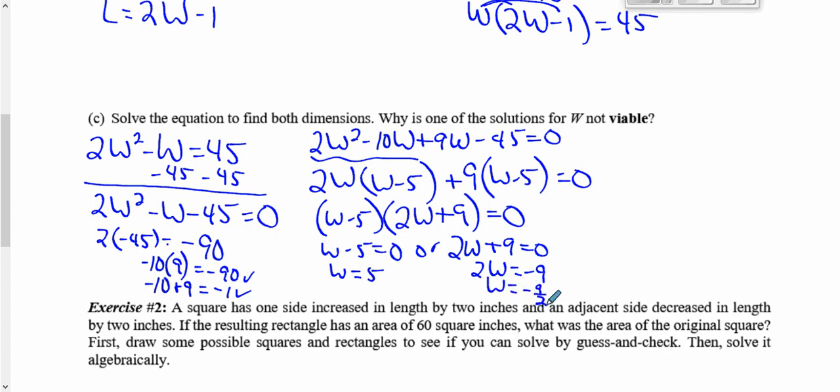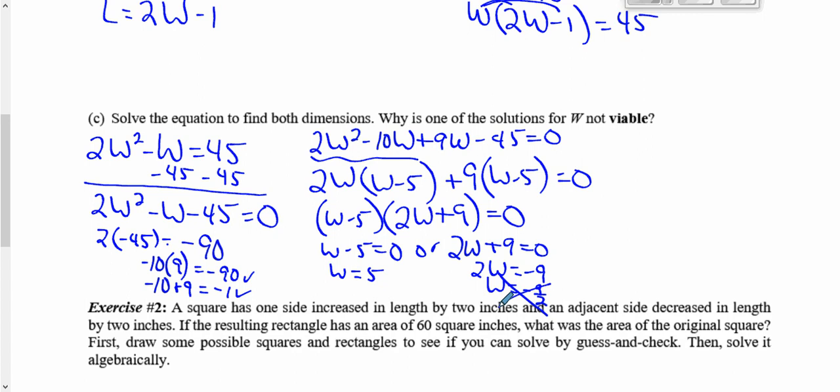Now listen, that's a valid answer, right? But this is a real life problem. Is the width going to be some negative number? So everybody listen carefully. When you're in a real world problem, most of the time when you get a negative, like for length or something like that, you must disregard it. Because our width is not going to be negative.